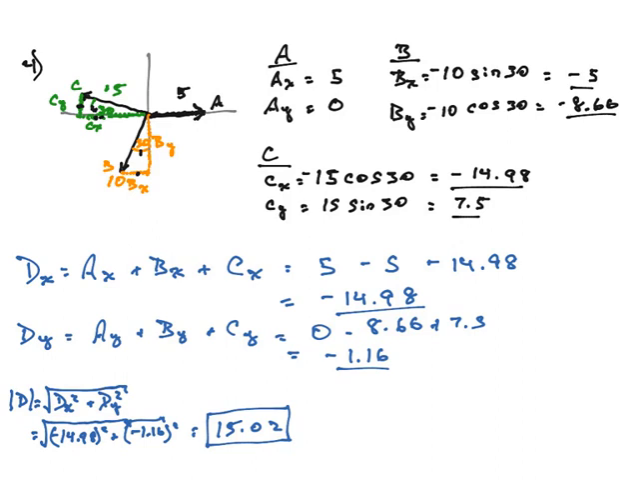But now we need to know in which direction does this vector point. Theta. Theta is inverse tangent of the y component over the x component. All right, so inverse tangent of DY, which is negative 1.16, over DX, negative 14.98. So I'll plug this in my calculator.